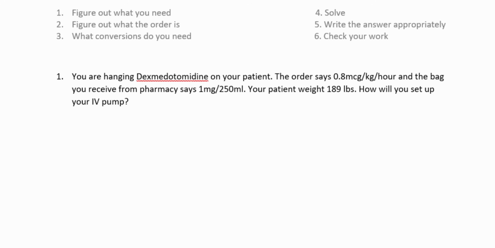So it looks like there's a lot going on here, so let's definitely break it down into our 6 steps. First thing is going to be, what do we need? So what do we need to end up with? We need to end up with how we're going to set up our IV pump. So we're going to need milliliters per hour, since that's how all IV pumps run. Next, we're going to figure out what our order is. So our order is going to be our 0.8 micrograms per kilogram per hour.